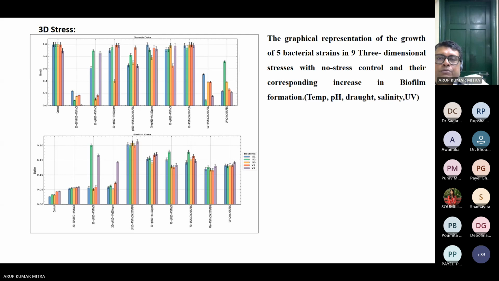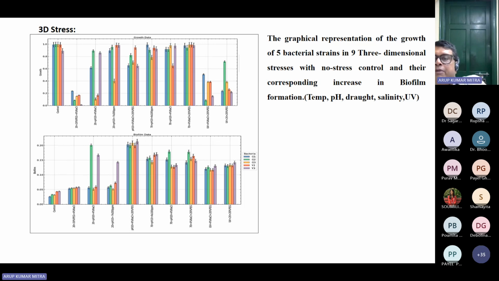As I was telling you, single stress, growing in UV, growing at high temperature, will just prove its extremophilic property. But we are not happy with it. We were putting them in nine different three-dimensional stresses, where we made them grow in high temperature, pH, salt, any three at a time, or sometimes PEG, that is polyethylene glycol, to indicate typical drought condition. We also tried to grow them in UV, apart from salt and drought. In this way, we made combinations.